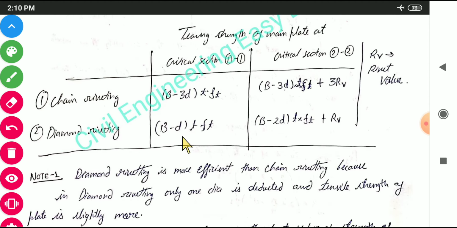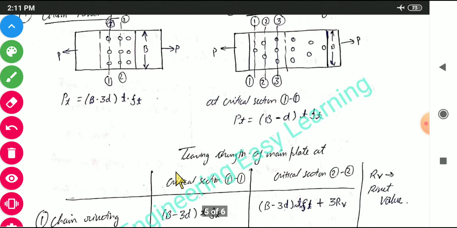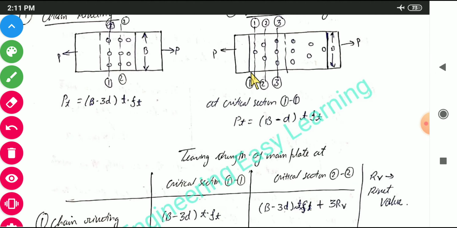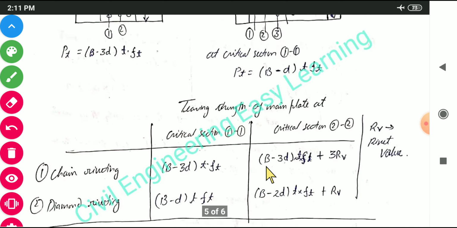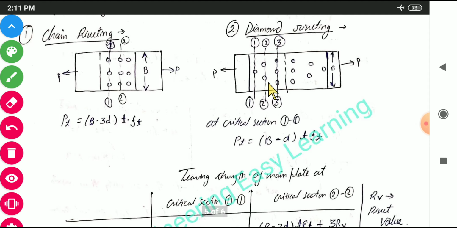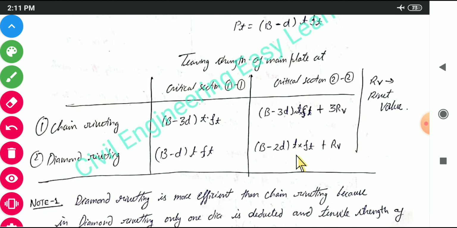And in diamond riveting at the cross section 1, the tearing strength will be B minus D, because there is only one rivet in critical section 1, so that will be B minus D into T into Ft. And for section 2 we will be having 2 rivets here, 1 and 2, so we will be using B minus 2D times T into Ft plus the additional rivet value.